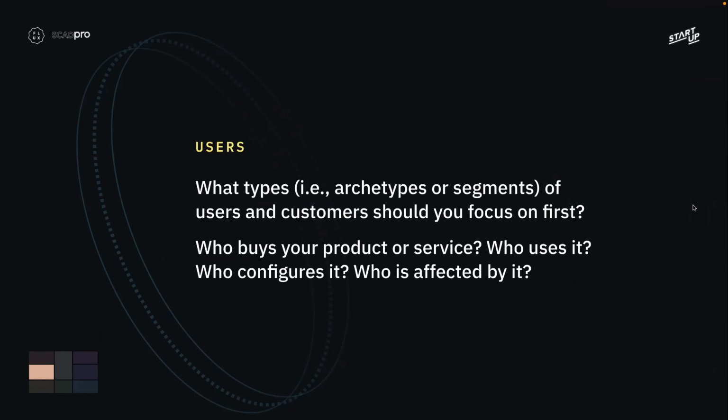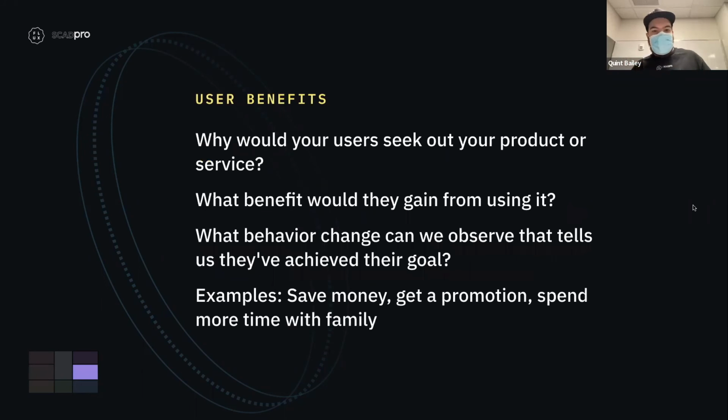Okay, cool. After we figure out what users we have, we think of the user benefits. So why these users would want to use our product. What benefit they gain from using it, and what behavior change can we observe that tells us they've achieved their goal? That's a really big one. So for example, we'd say, I want to save money, or I want to get a promotion, or I want to spend more time with my family.